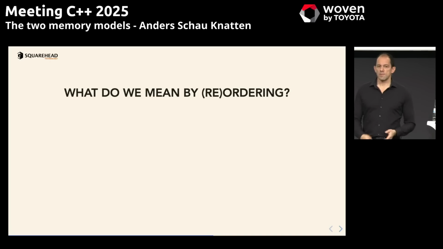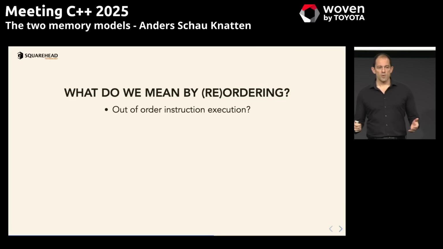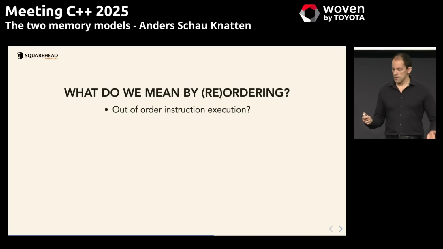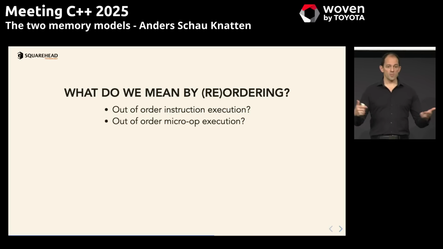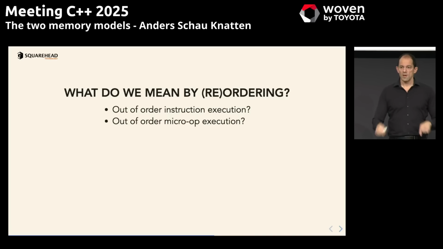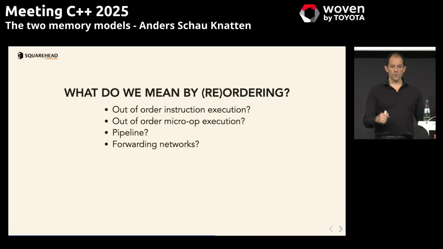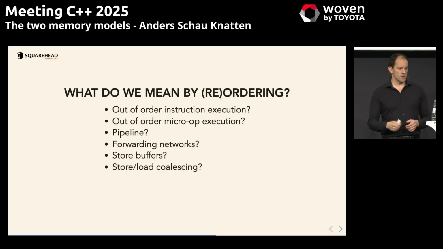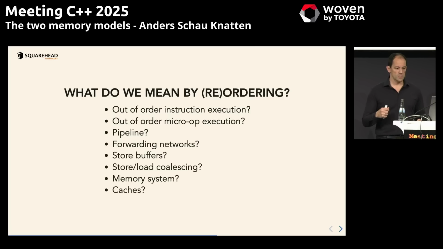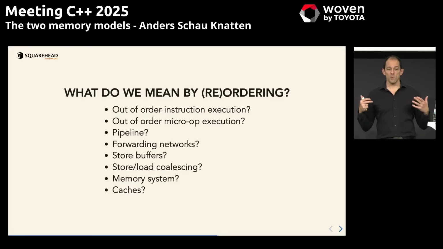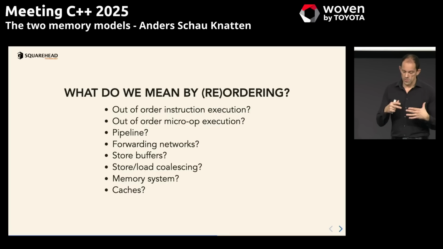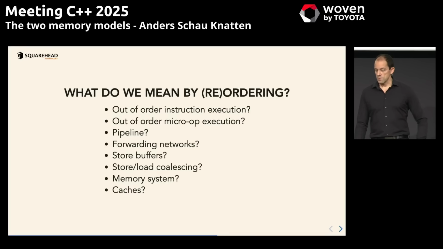So what do we mean by reordering on the CPU? It could be out-of-order instruction scheduling, out-of-order micro-ops. One instruction can actually turn into several micro-operations on the CPU, and those can even be reordered. The pipeline could have some effects on this. Forwarding networks, store buffers, store and load coalescing, the memory system, caches, all of these things are particular to each CPU, not even only to the CPU family, but sometimes different on the models as well.